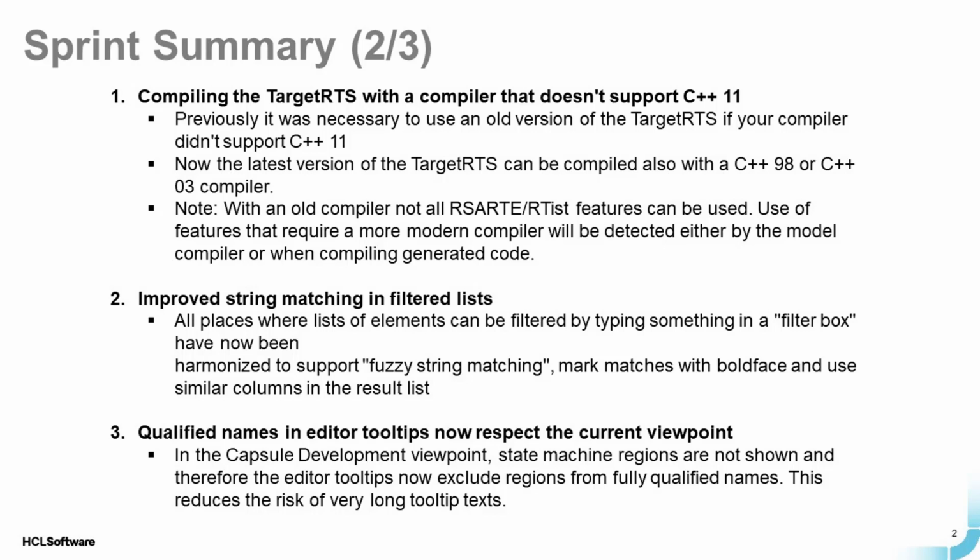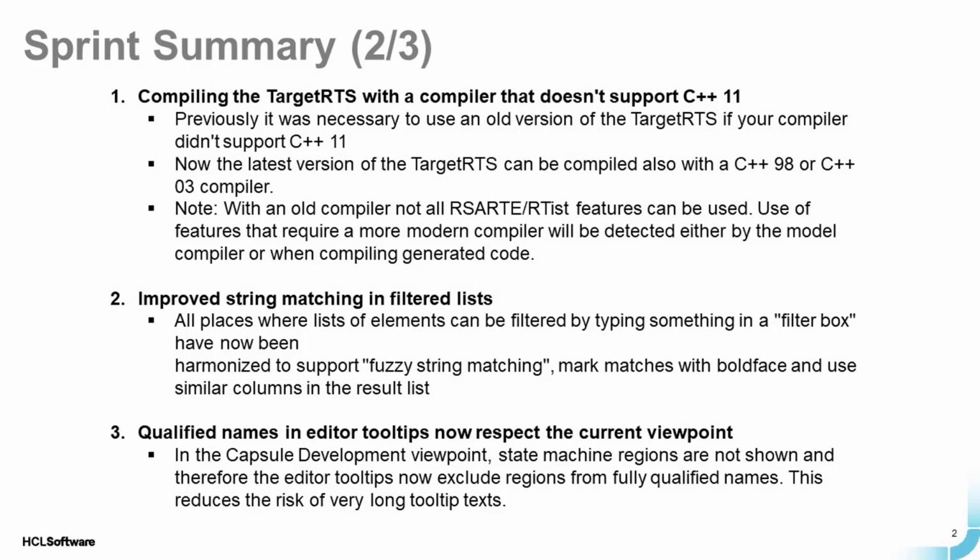We've also made some usability improvements in all places where we have lists that can be filtered by typing text in a filter box. It is several views and dialogues that have such lists. Now the search in those filters is fuzzy in the sense that you can abbreviate names and it will be found, much like you could do in the find named element dialog before. We also harmonized the implementation so that they all use boldface for marking what parts of the word were matching. And also in some cases we added columns that were missing, for example, in the select element dialog.